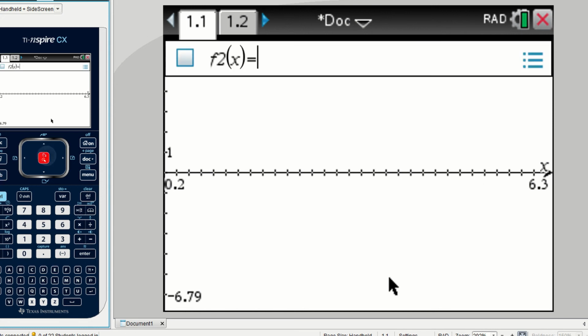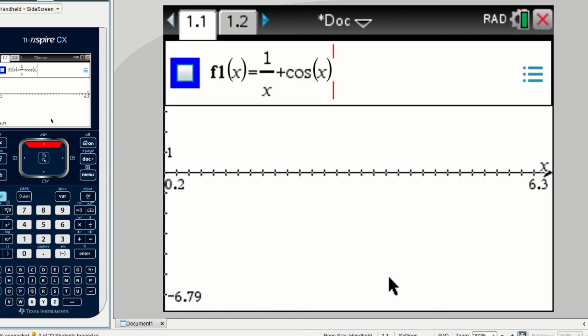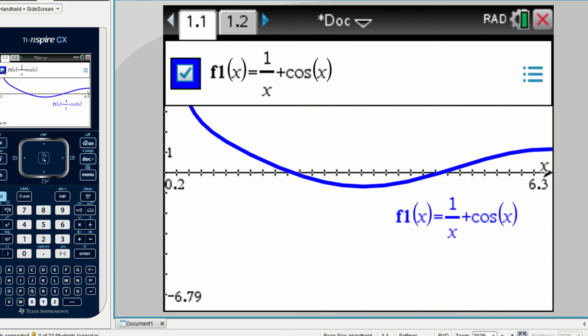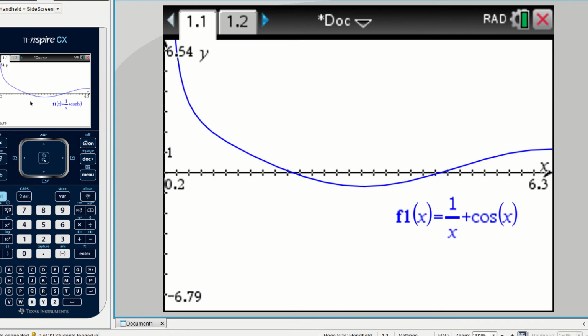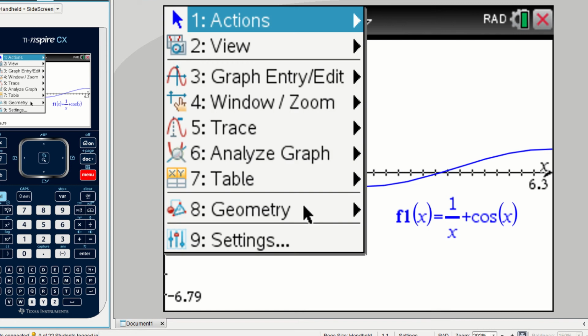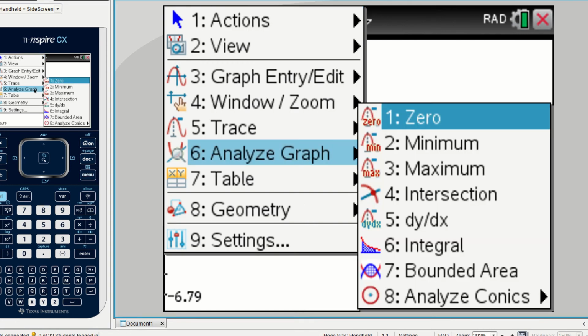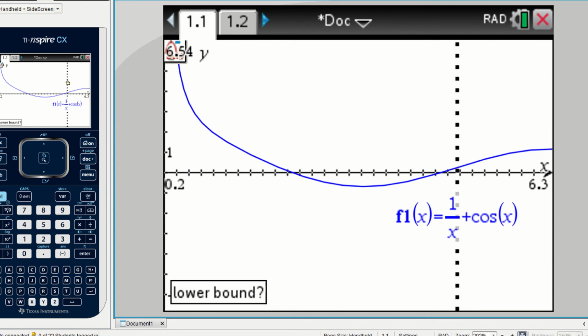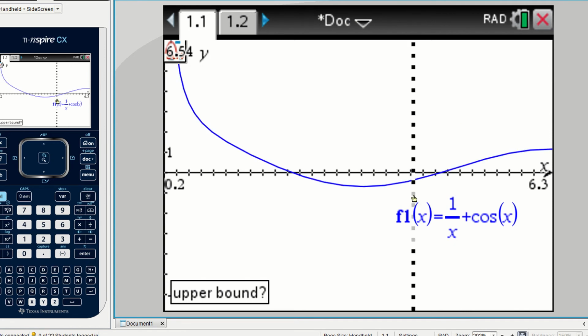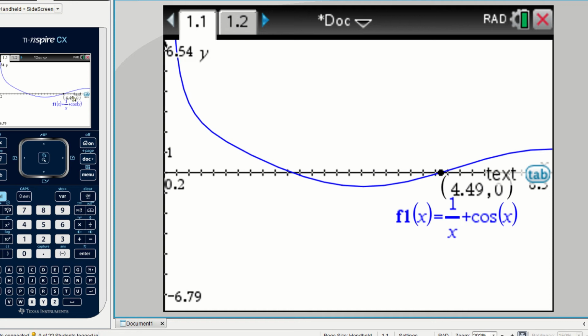I already typed it in here, so go ahead and just press enter. There we go. So that's what it looks like. Now my first extrema is where the graph crosses the x-axis. So let's go ahead and find the 0. Let's go to analyze graph, 0. Now lower bound, it's kind of guessing. Well, let's find this one right here. Lower bound, check. Upper bound, check. Oh, there's my 0, 4.49.